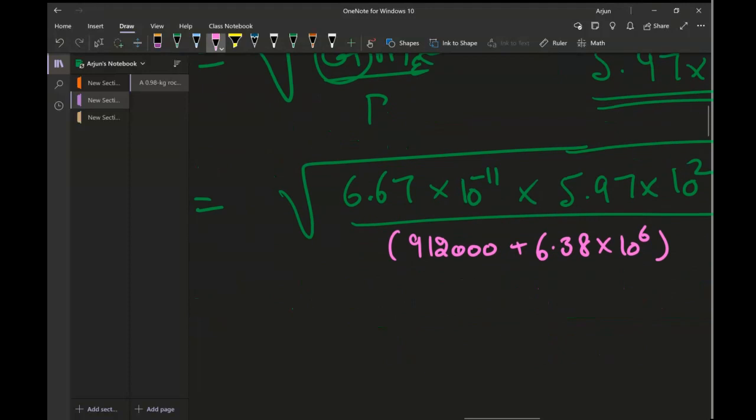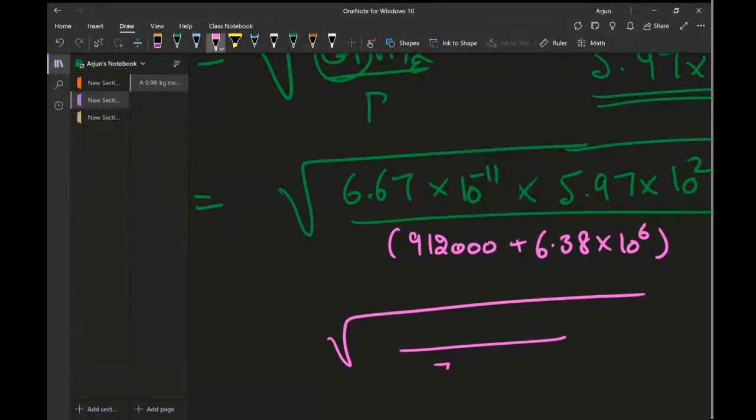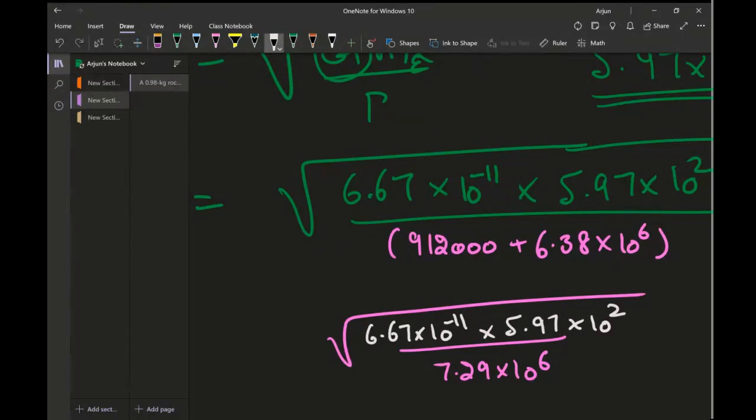And then once you put in the values and try to solve it, first of all on the bottom you're going to get 7.29 times 10 raised to the power 6 down here, and on top it is 6.67 times 10 raised to the power negative 11 multiplied by 5.97 times 10 raised to the power 24.